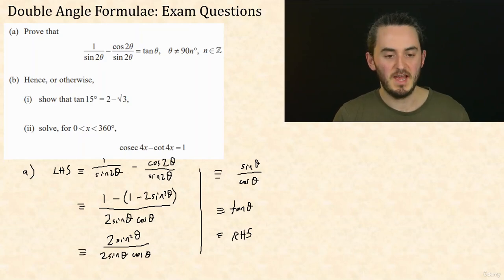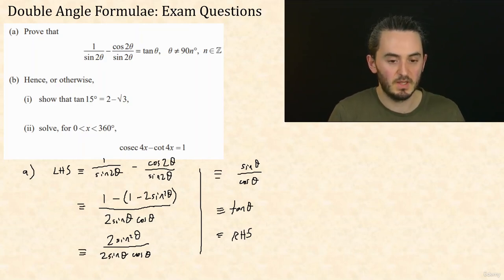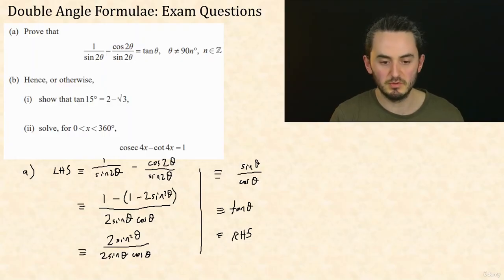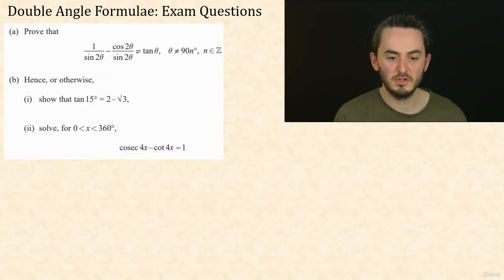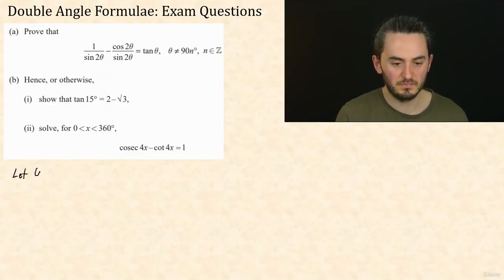Okay, so there's our part A. Now the B has two parts. Show that tan 15 is 2 minus root 3. Okay, I think we're going to need a little bit more room for this. So we can now use this result to help us. So tan 15, well, I can see tan theta here. So why don't we let theta equal 15?